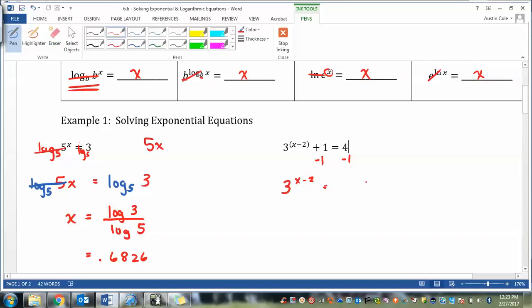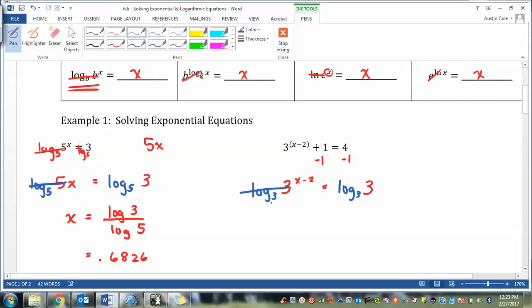Guys, when I write these, I usually leave a little space like this because I know I'm going to be logging both sides. So it just helps when I do that to both sides, I've got some room. So now, to get rid of the 3 to the power, or I like to say just have our exponents, we're going to log base 3 of both sides.